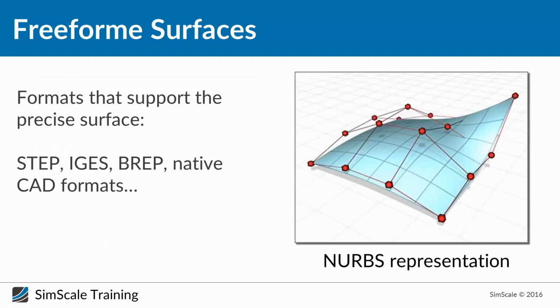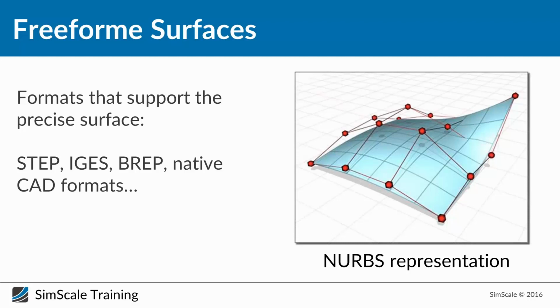So to give you an idea about what the NURBS representation is, here it's the NURBS surface, and the lines represented in red are the splines that control the surface. So when you move the red points, you will move the surface, because the surface is just a function of the position of these points.